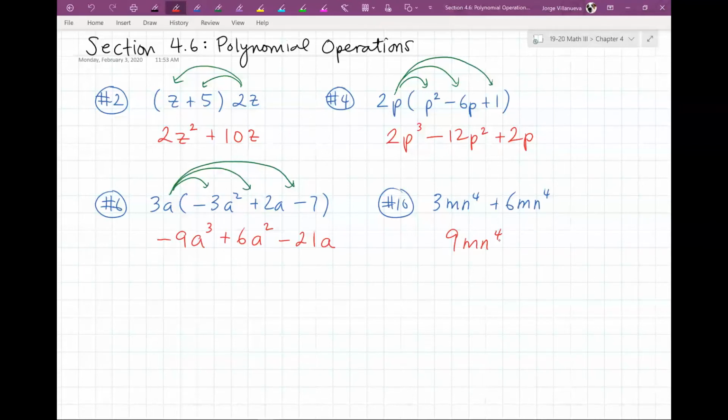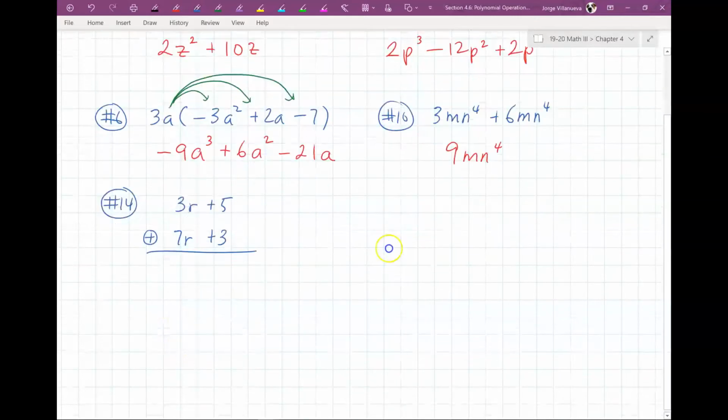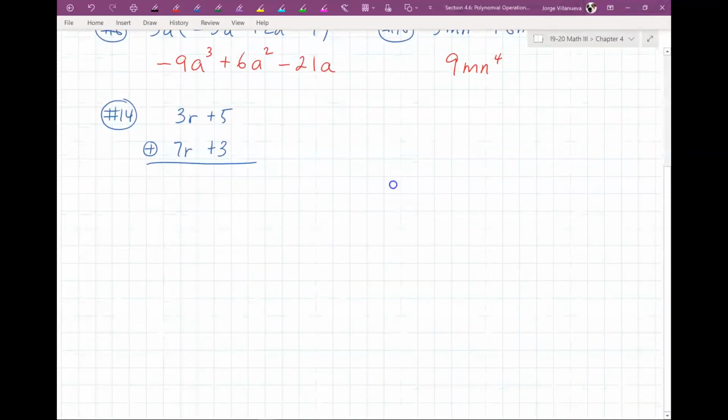Let's look at number 14, because 12 is just like 10. It just has a negative and a positive number, so nothing really big. But 14 is good just to help you guys out with reorganization, okay? So they give us 3r plus 5, I'm going to put a plus with the circle there, 7r plus 3. Now, a lot of people have a hard time adding these things or subtracting them, usually subtracting them. So I'm just going to show you something you can do if you want to.